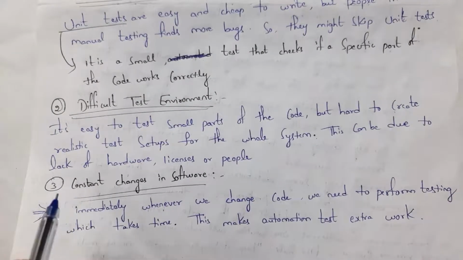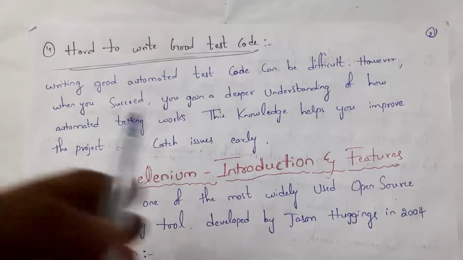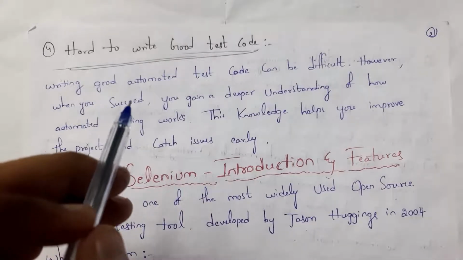And third one is constant changes in software. Whenever a developer updates software, then immediately we need to perform testing. So this is extra work for automation test. And fourth one is hard to write good test code. Guys, writing good automated test code is very difficult.